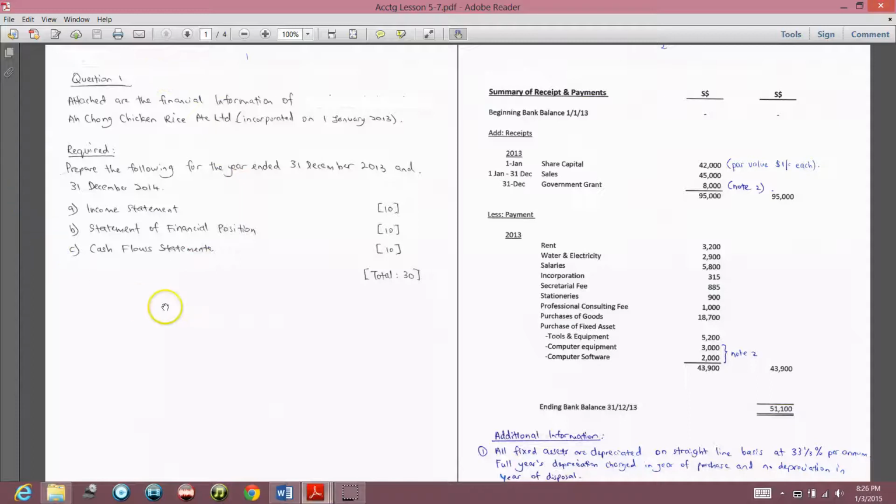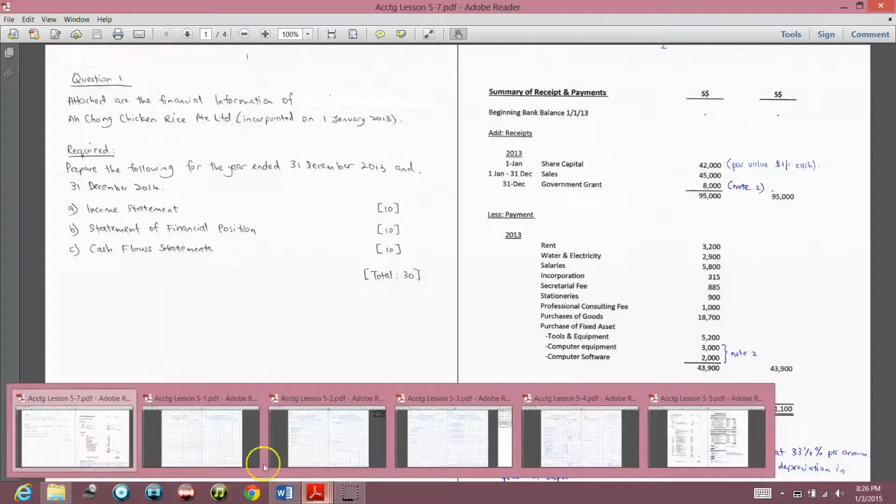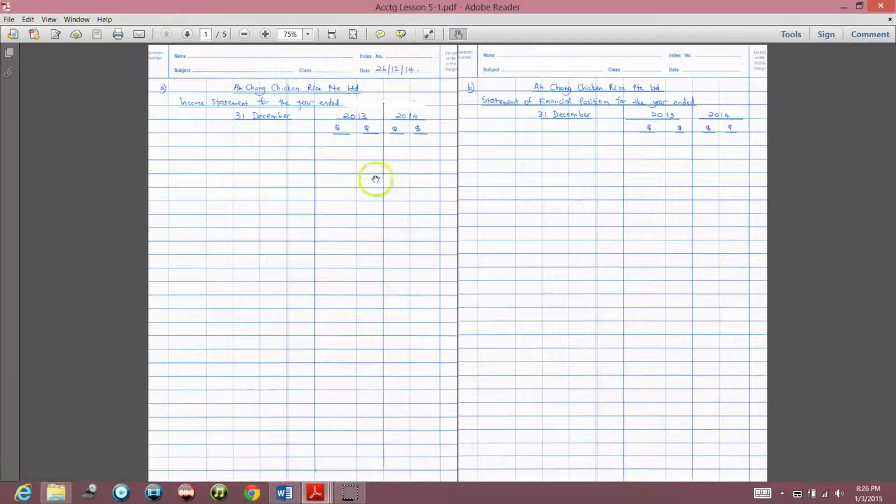So look at this question carefully here, and then I go back here. The question says this is the company name, Ah Chong Chicken Rice Private Limited. Part A of the question says prepare income statement for the year ended 31st December 2013, and here 2014. So I'm going to lay out my paper this way, dollar sign, then draw the line.